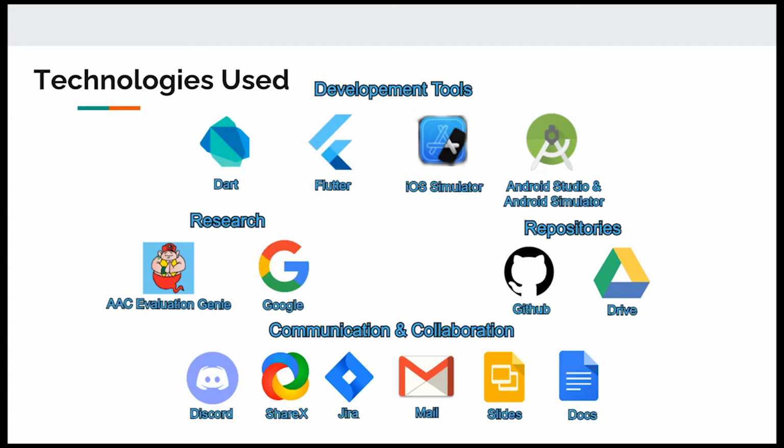We used GitHub to do version control of our project, and we used Google Drive to share the images that we used in the application. For communication, since this was all done through online and virtual learning, we never actually met. We used apps like Discord, ShareX for sharing images, Jira for tracking all of our sprints, and Gmail for communication, and Slides for the presentations.